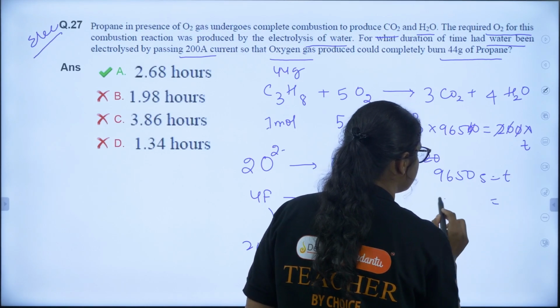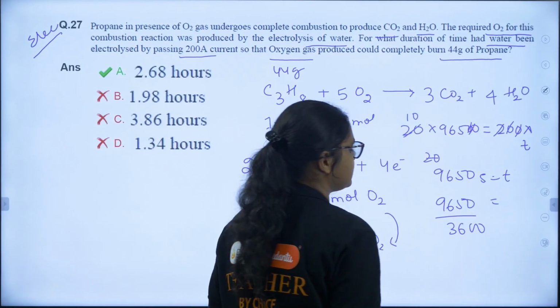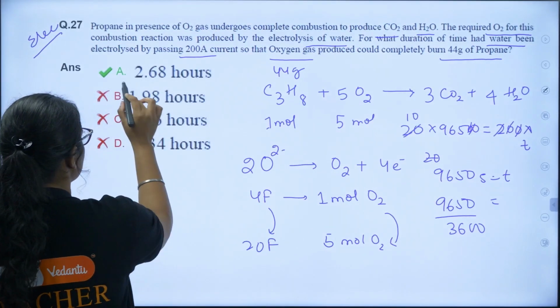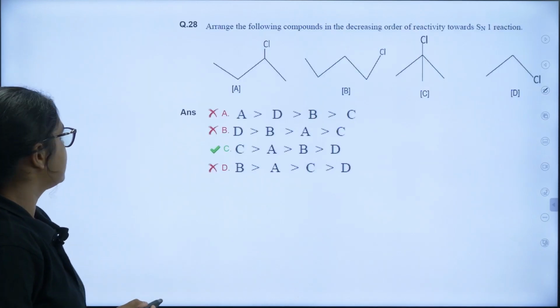Okay. Then what will be the value in hours? You have to convert it into hours. So dividing by 3600, we'll be getting around 2.68 hours. That is option number A. Okay, now let us see the next question.